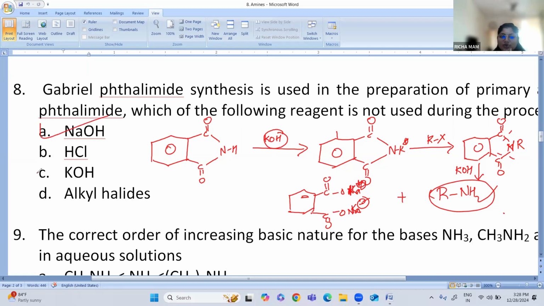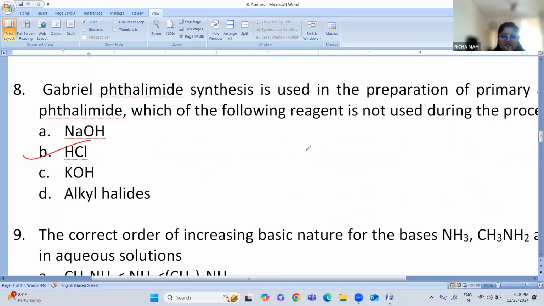So NaOH is used, KOH is used, alkyl halides I use, HCl is not used. So option number B is the answer. This is the reagent which is not used. In Gabriel phthalimide synthesis, which is not used is HCl. Very important. Please study Gabriel phthalimide synthesis. Very, very important for your board exam.